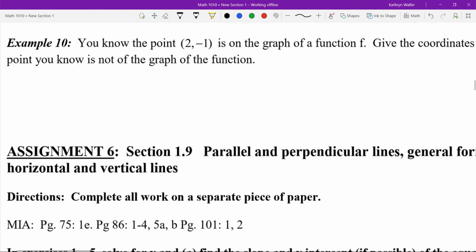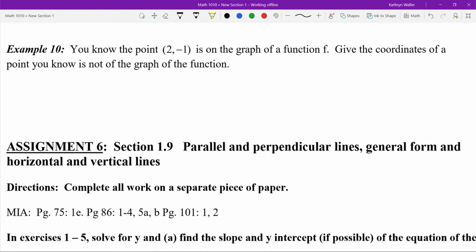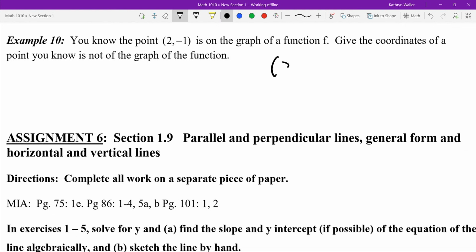Okay, last one. You know the point 2, 1 is on the graph. Give the coordinates of a point that you know is not on the graph. Go ahead. We've done this before. Have we done this before? Okay, go ahead. Give it, shout it out. What is it? 2, anything. Just don't say -1. 2, any number is an acceptable answer. That number just can't be a -1, because then it would be the same point. Why is that the answer? Somebody tell me. Then the x's would repeat and the x's can't repeat. Good.